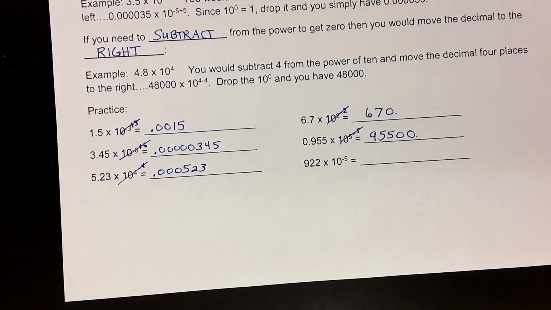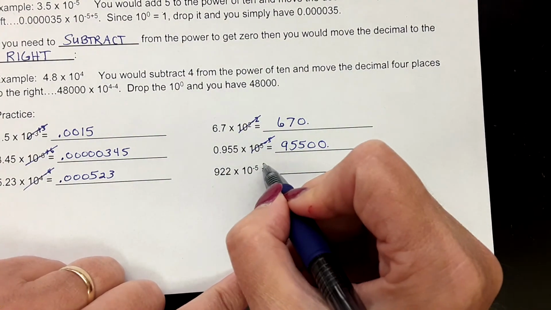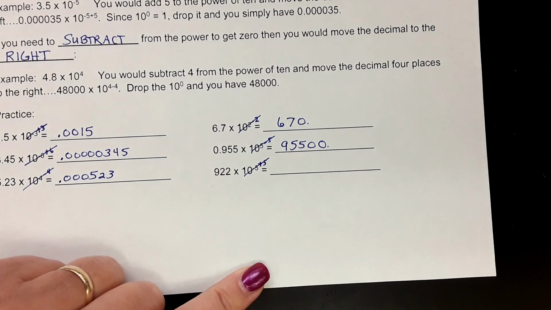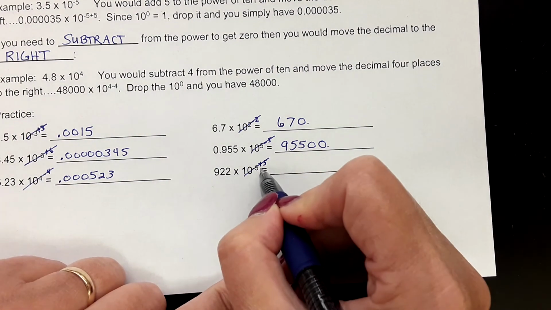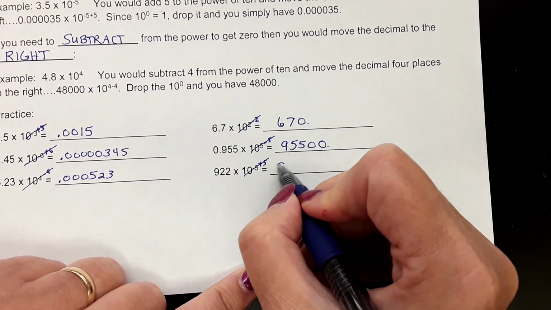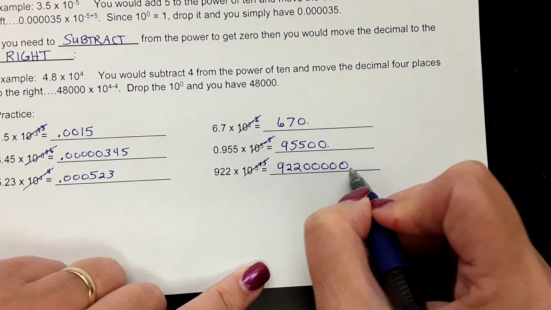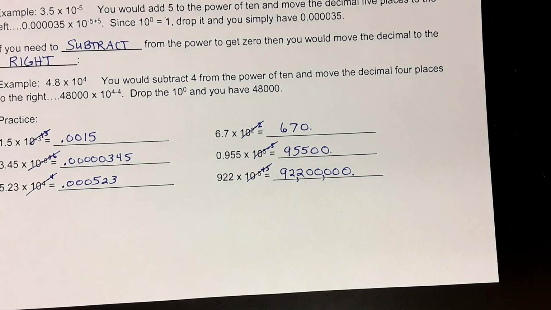All right, so far so good. The last one. You're subtracting 5, so you have to add 5. That makes that drop out, because 10 to the 0 is just 1. And now if we've added 5, we've got to move the decimal 5 places to the right. 1, 2, 3, 4, 5. There we go. If you want to put in some commas, you get 92,200,000 for that.